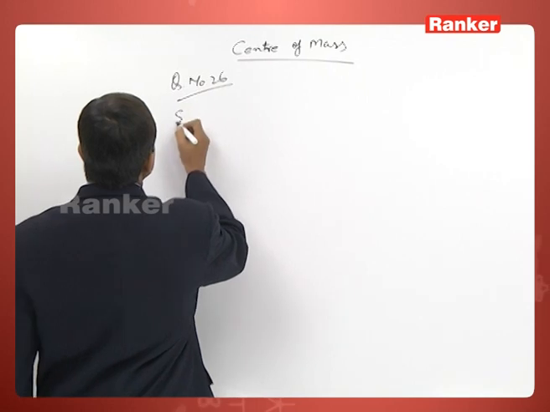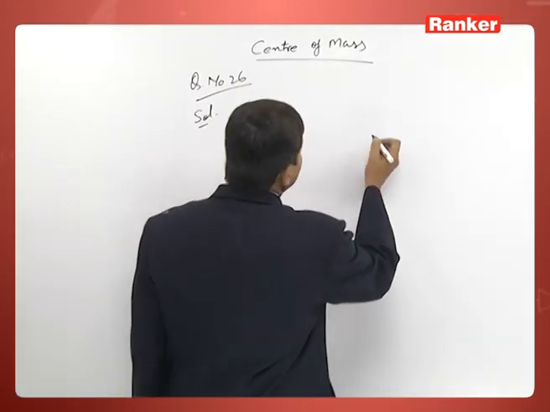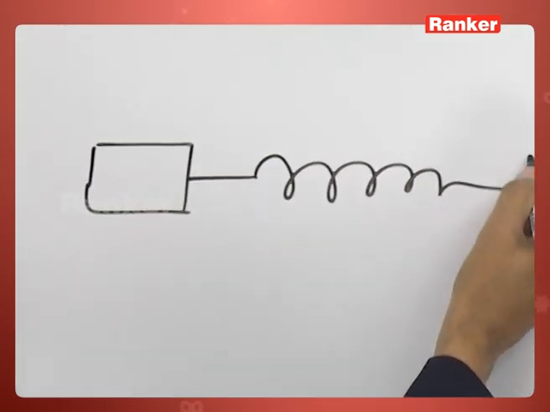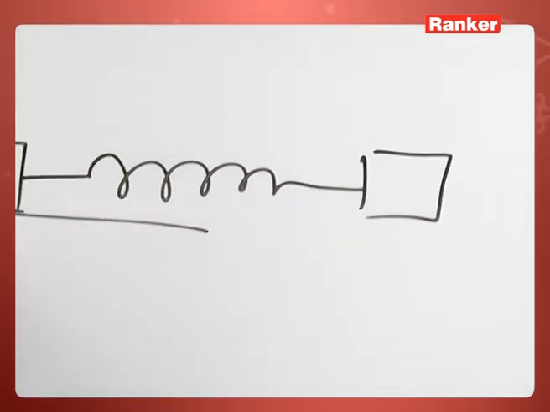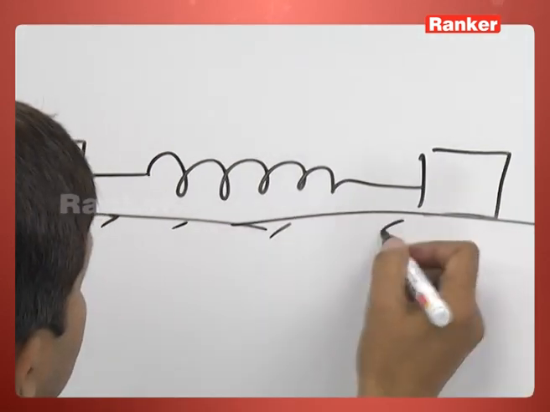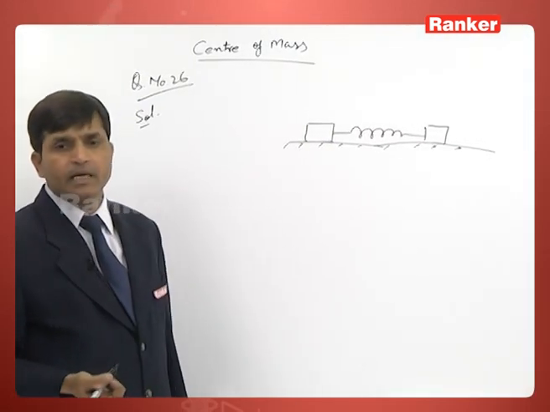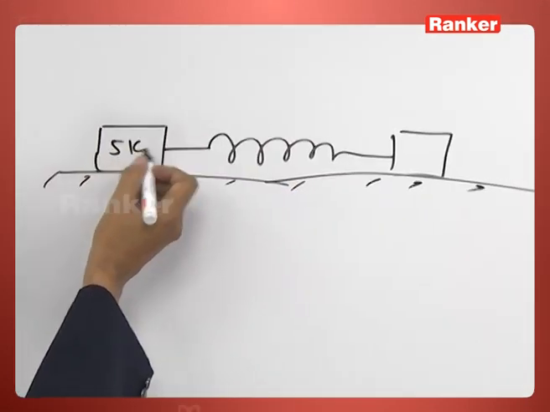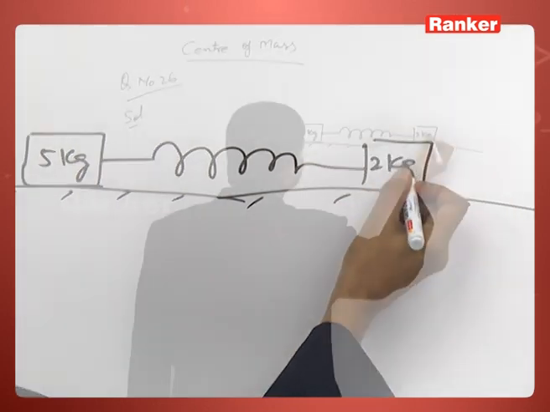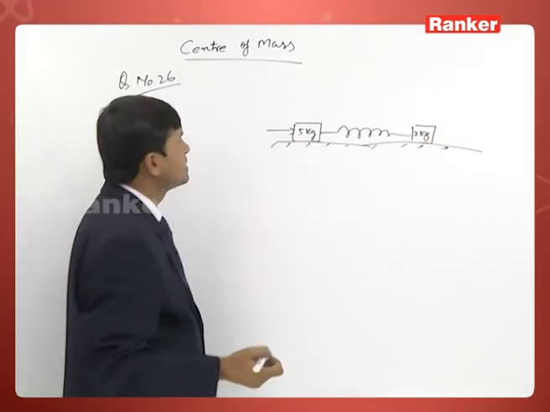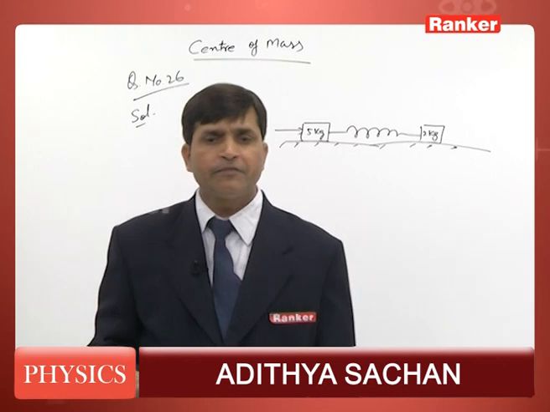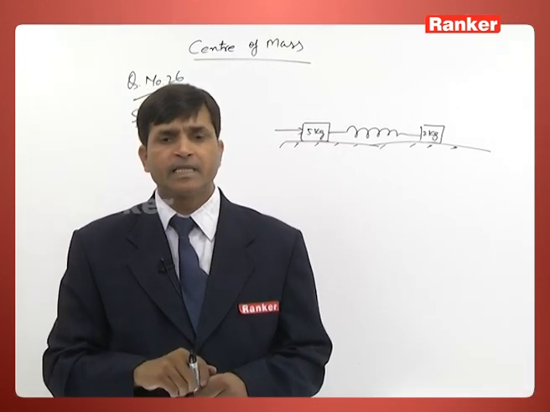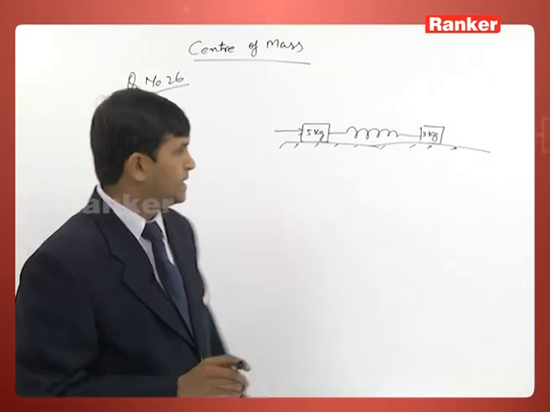So, the question is like this, we are having two blocks, one block of mass 5 kg and another block of mass 2 kg. This is the 5 kg block and this is the 2 kg block, and here an impulse of 14 is given, so that the velocity is 14 meter per second.